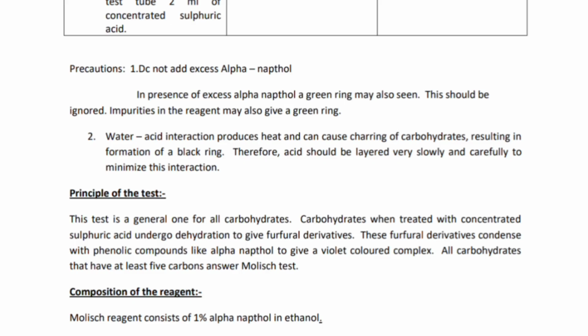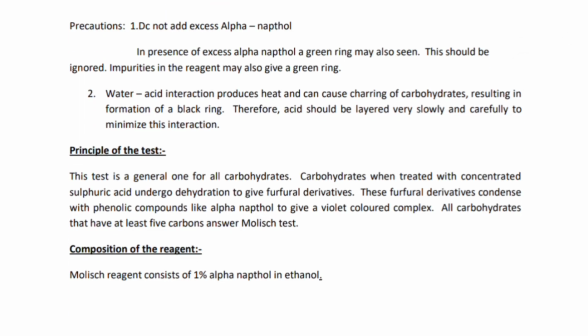Principle of the test. Why is this important? Because the principle can be asked in viva, and since this is the first test which you do, the examiner just skims through your paper, sees this first thing and says, tell me the principle of Molisch test. It's very simple. Every carbohydrate shows this test. Carbohydrates, when treated with concentrated sulfuric acid, undergo dehydration to give furfural derivatives. The key word being dehydration to give furfural derivatives. These furfural derivatives condense with phenolic compounds like alpha naphthol to give a violet colored complex. All carbohydrates that have at least 5 carbons answer Molisch test.